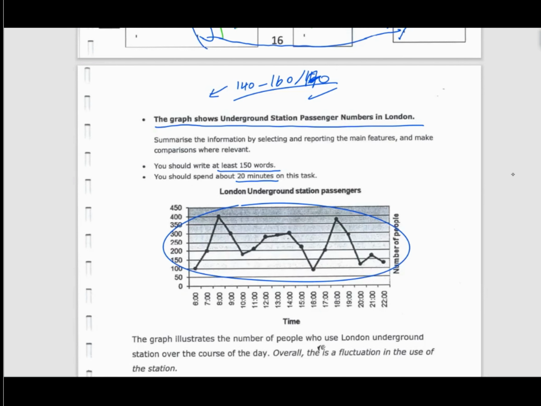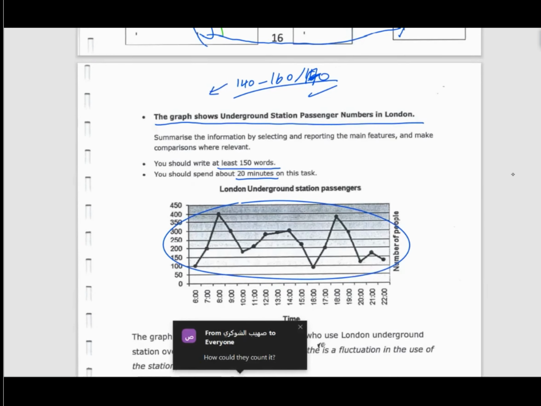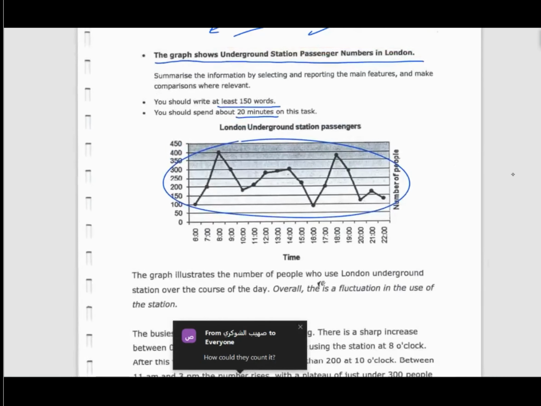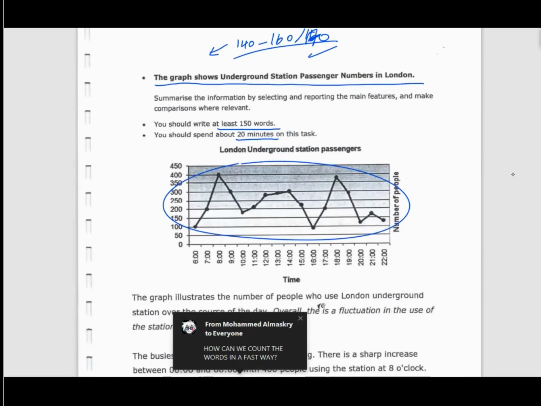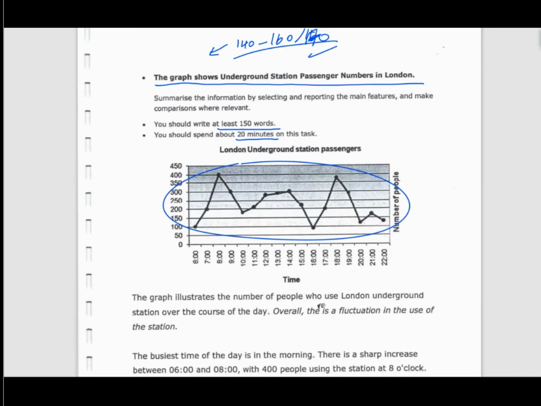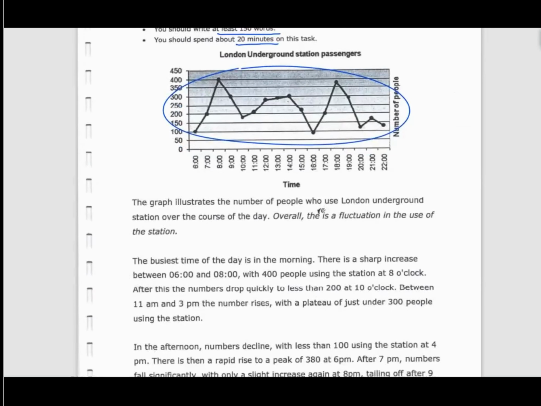So how to write or how to control the number of words, we will see that. They count it, they have their own technique, which is similar to my technique that I will show you. I will show you how to count them in a fast way. I will show you later, inshallah.